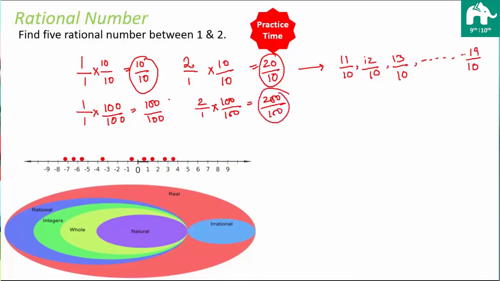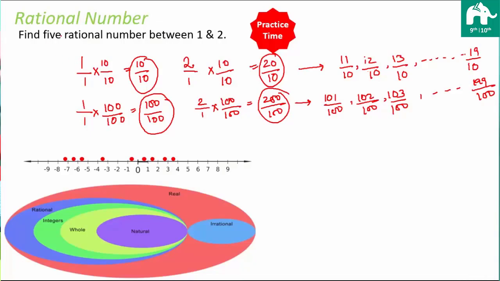Correct? Now, if I ask you to write down numbers that come between 100 by 100 and 200 by 100, what will be those numbers? 101 by 100, 102 by 100, 103 by 100, and so on till 199 by 100. Correct? So what I'm trying to tell is, the moment we convert these rational numbers into another equivalent rational number by multiplying the numerator and the denominator by the same number, we will be able to identify many rational numbers in between. That is why we say that between any two numbers there exist infinite rational numbers.